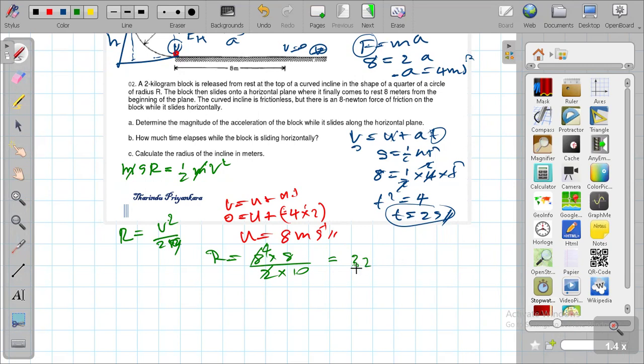32 over 2 times 10, it is 3.2 meters. Very simple. It's a very simple answer. Now I think you guys understood it.